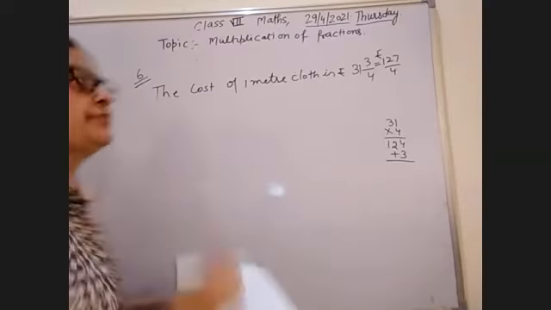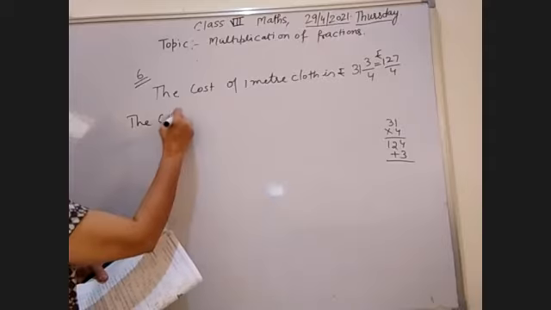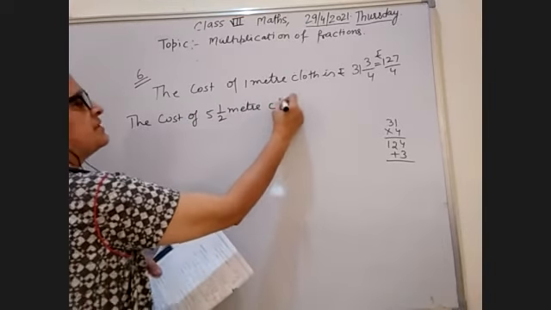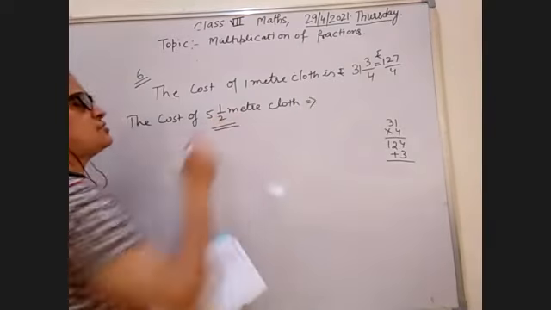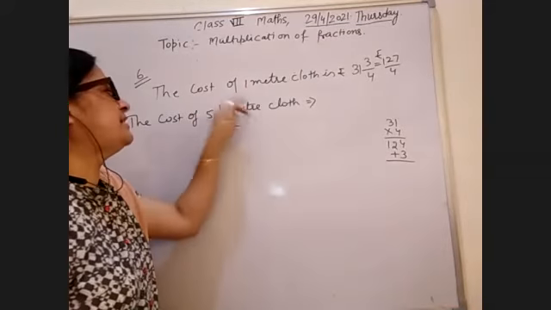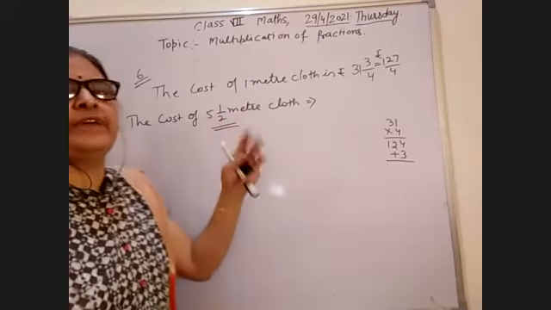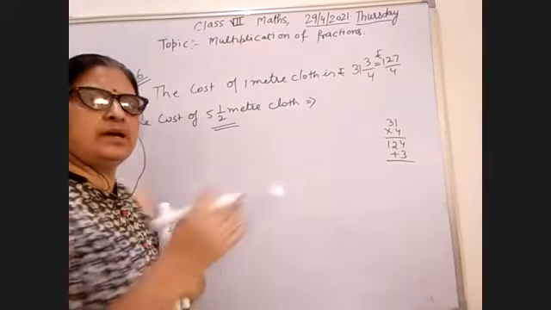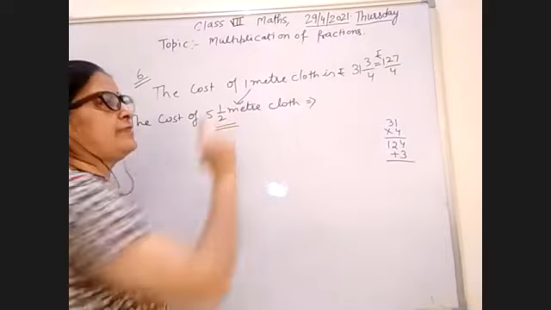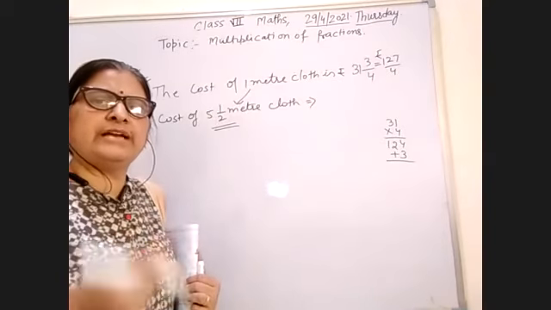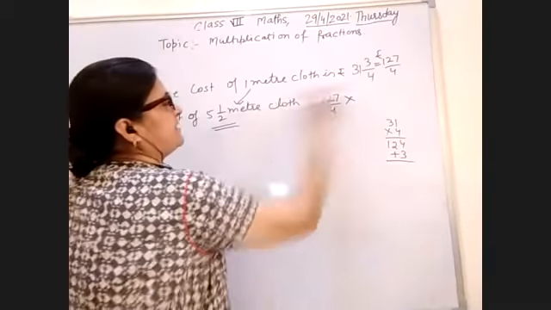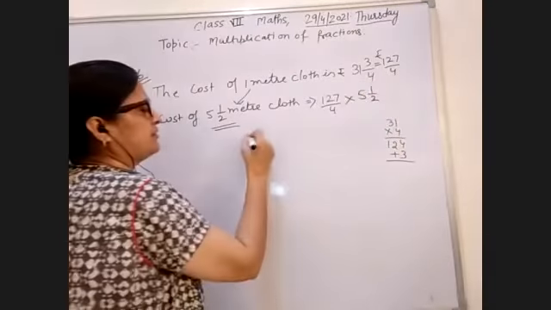Okay? Now find the cost of 5:1/2 meter cloth. 1 meter cost is given in the starting, and you have to find the cost of 5:1/2 meter. When you have to find the cost of a greater quantity, then it is more. So it is multiplied by 5:1/2.